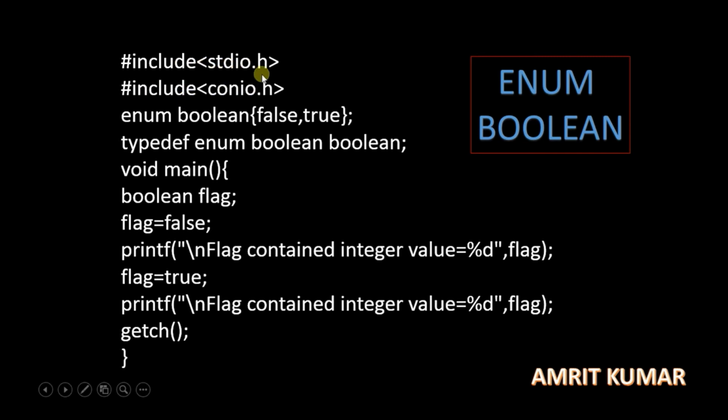So stdio stands for standard input output header file and conio stands for control input output header file. These two are the header files that I have declared here. Then I am using the concept of enum boolean. So I have declared enum boolean here.